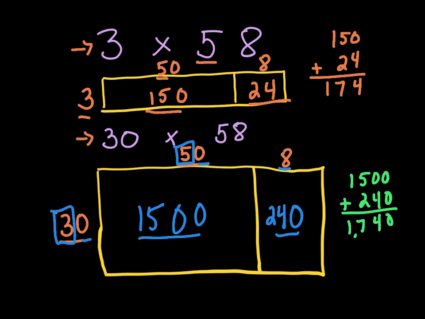And when we add our partial products, we get 1,740. And if you notice, look at this. Here we had 3 ones, here we have 3 tens. Look at the difference. Over here is 174, over here is 1,740. The only thing that we did is we added on that 0.